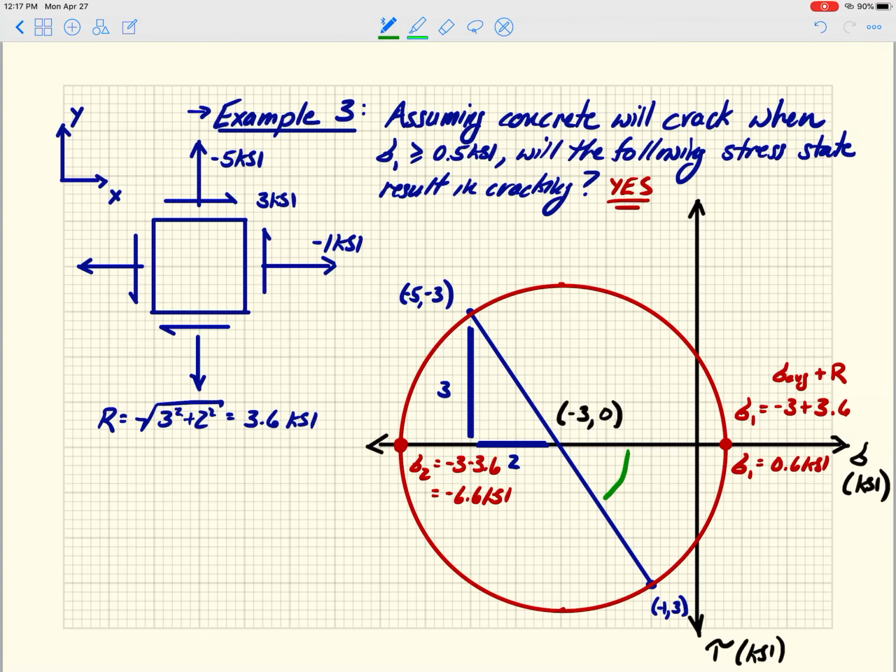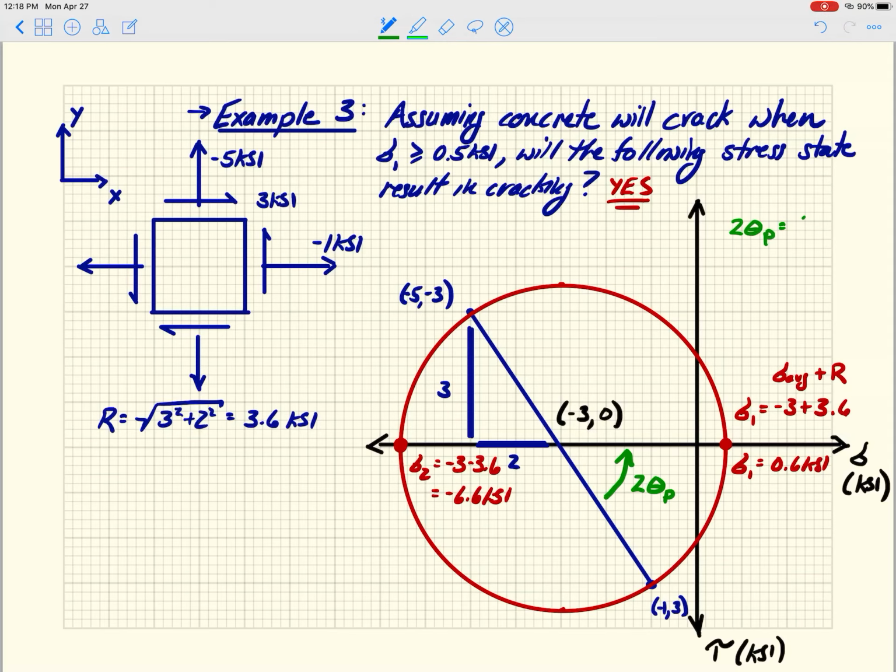So the next thing we can do, once we believe that this is going to crack, is calculate the angle of principal tension. And that angle of principal tension will be 2 theta p. In fact, let me do that. Sorry, I'm trying to do everything on one slide here, and I'm starting to run out of real estate. I want to save this lower left.